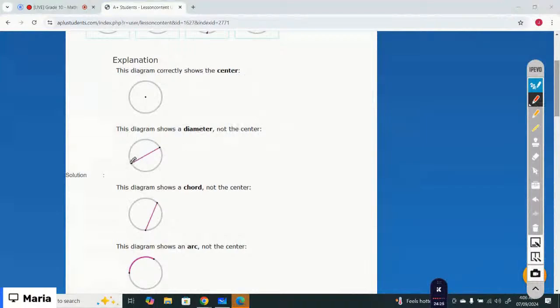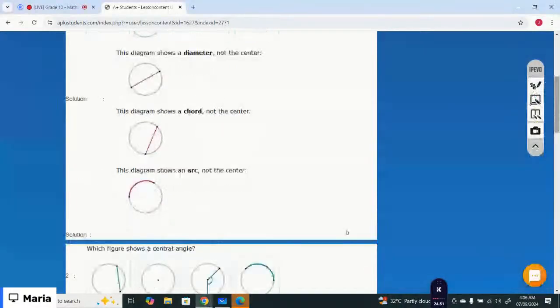Diameter is the line that passes through the center of the circle and connects two points on the circle, right? But that is a must for the diameter. It passes through the center of the circle, right? This diagram shows a chord, not the circle. You can see here, this is not passing through the center of the circle, so that is the chord. And this diagram shows an arc, not the center. So that is an arc on the circle. The correct option is this one, which shows the arc, right?